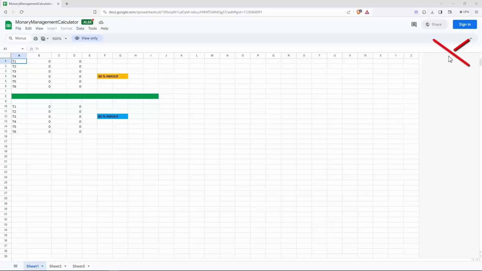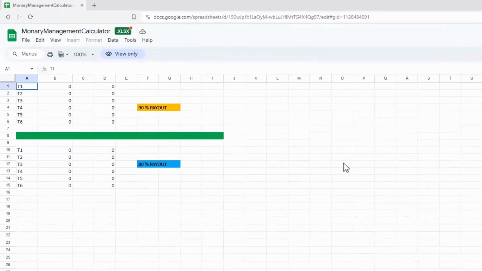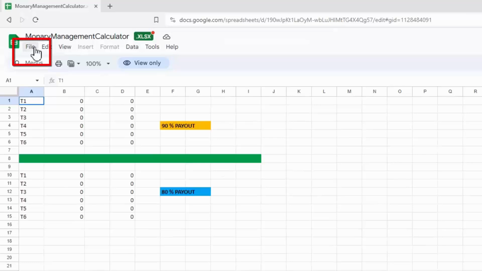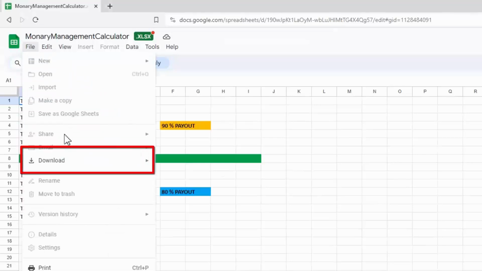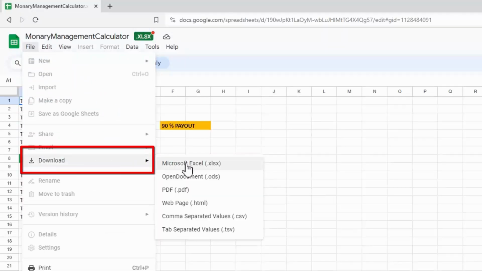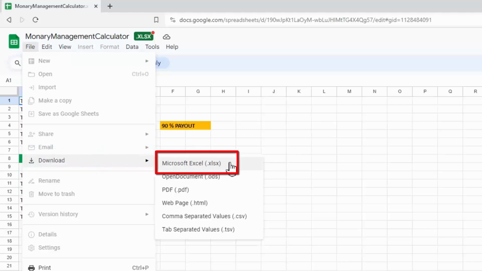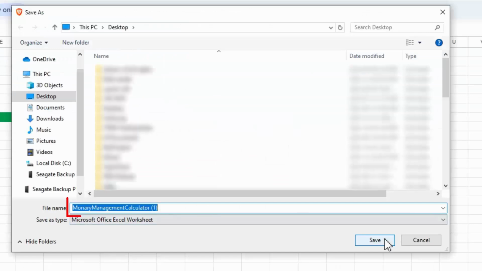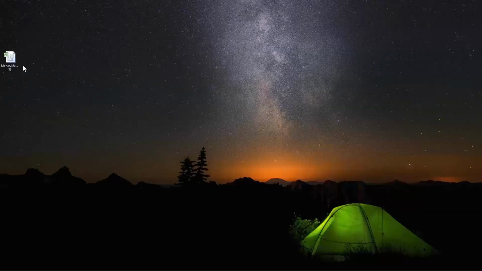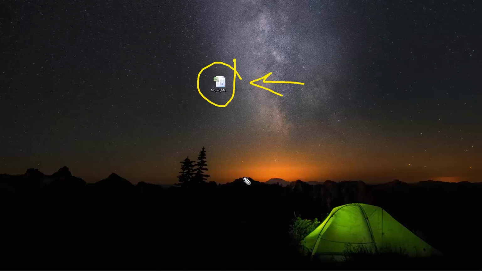Now you don't need to sign in. All you need is to go to File, click on it, then move to Download. From the submenu, you can see Microsoft Excel. Click on this. Put the name you desire here, then click on Save. Now you have the file downloaded and ready to use. And I'm gonna show you briefly how to use this Excel calculator to give you an idea.